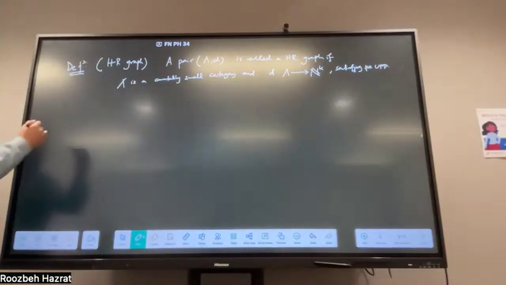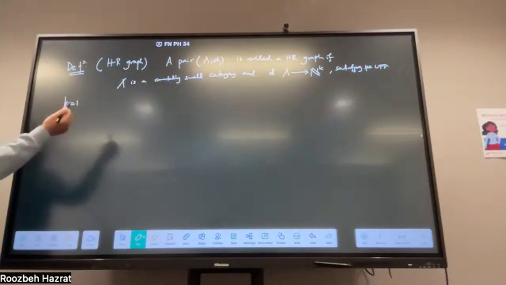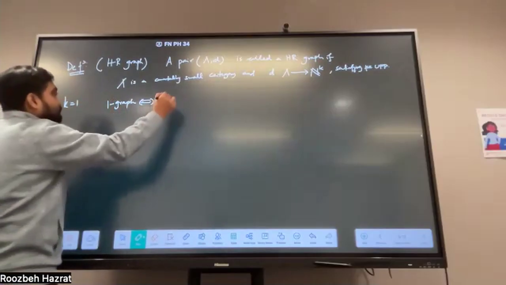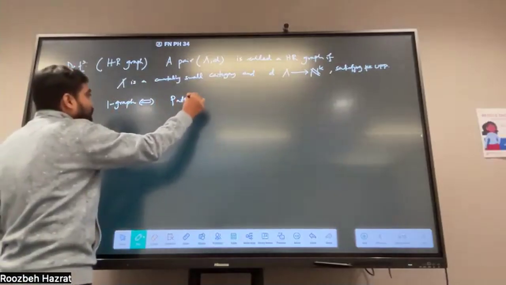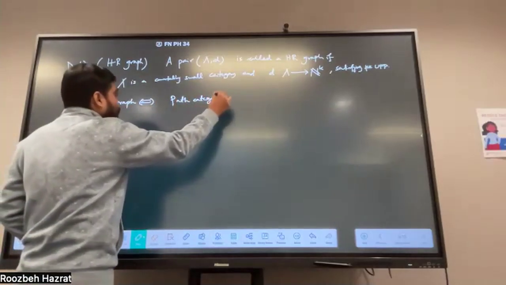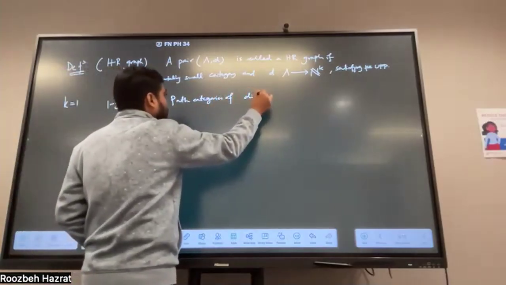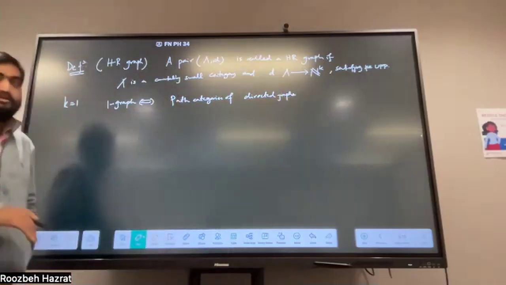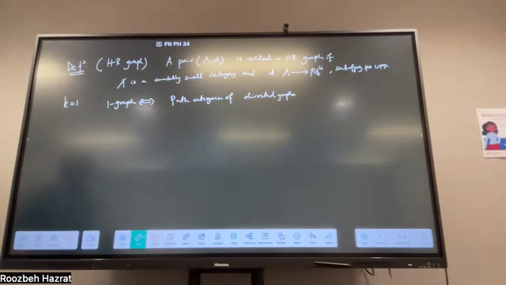And then you can say that when you plug in k as 1, your higher rank graphs, or 1-graphs, will be precisely the path categories of directed graphs. So in this way, we have a generalization of graphs to higher dimensions. And also you can now give the answer to my previous question, of how we can view graph homomorphisms in the world of these categories.